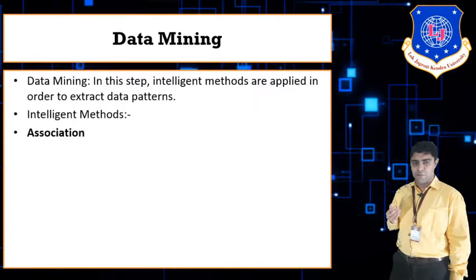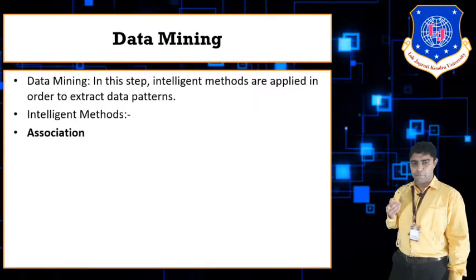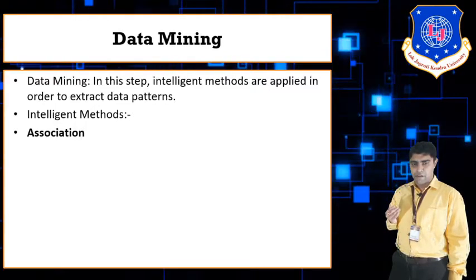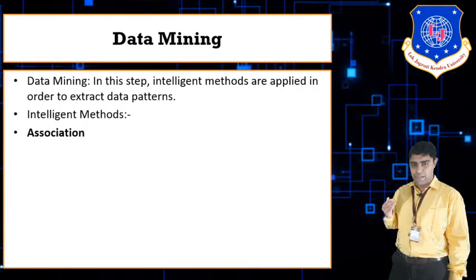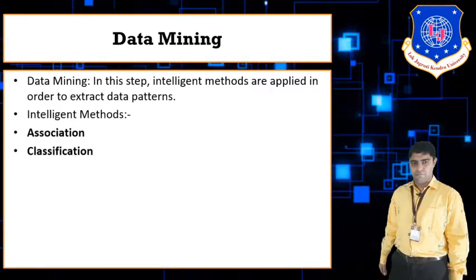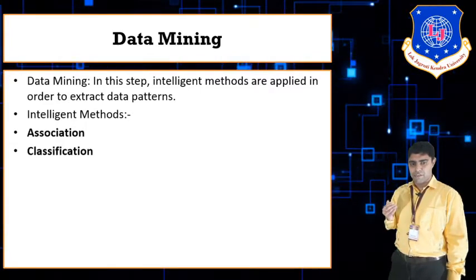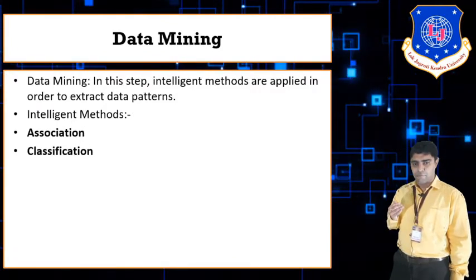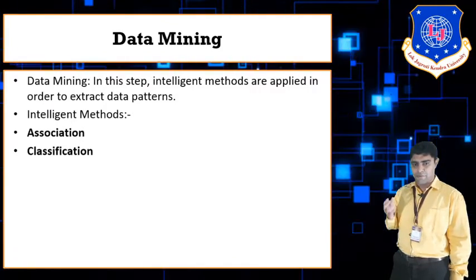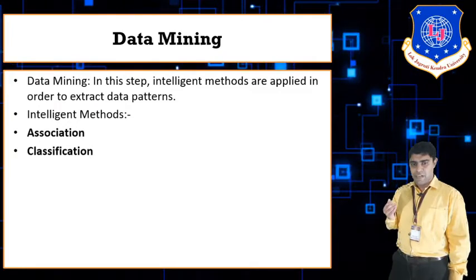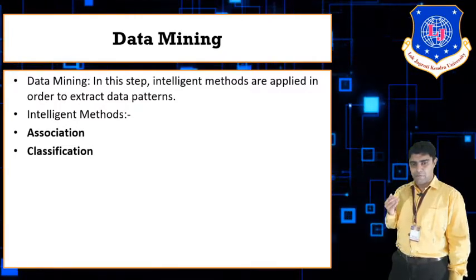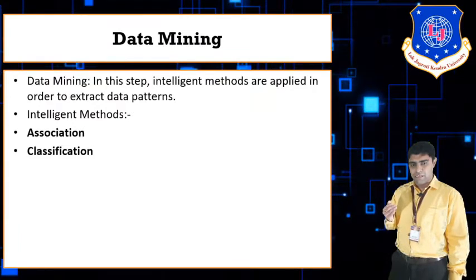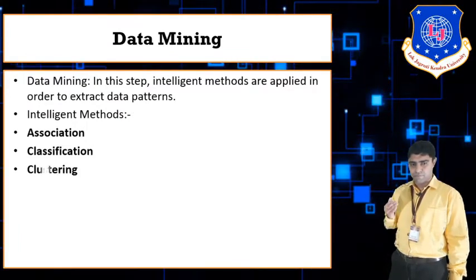In association rule mining, we will find the frequent patterns. We will apply different types of algorithms like the Apriori algorithm and FP growth algorithm, which we will study in later chapters. Classification is one type of supervised learning where we will apply different types of class labels. There are different types of class labels for classification. For example, we can classify different types of animals.